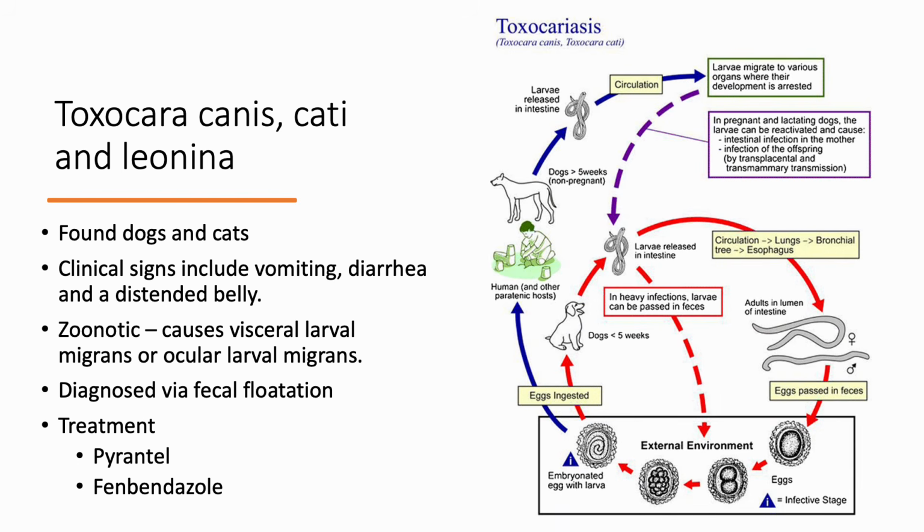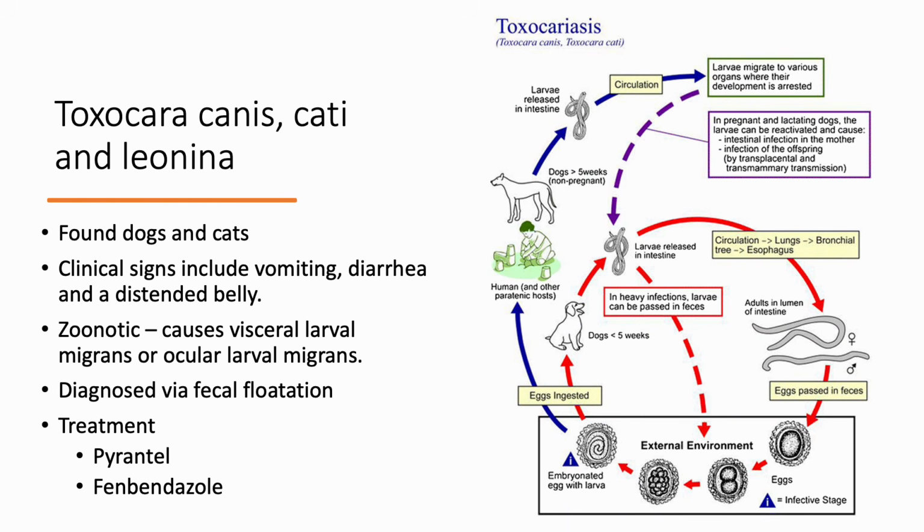Our first Ascarids are the Toxocara canis, cati, and leonina. These are the roundworms of dogs and cats, and the clinical signs are mostly GI, so vomiting, diarrhea. When you see a little puppy or kitten that has a big distended belly and kind of looks sickly, and we say, oh, they look wormy, we're talking about this type of roundworm. We think that it is filling those little puppy and kitten bellies.